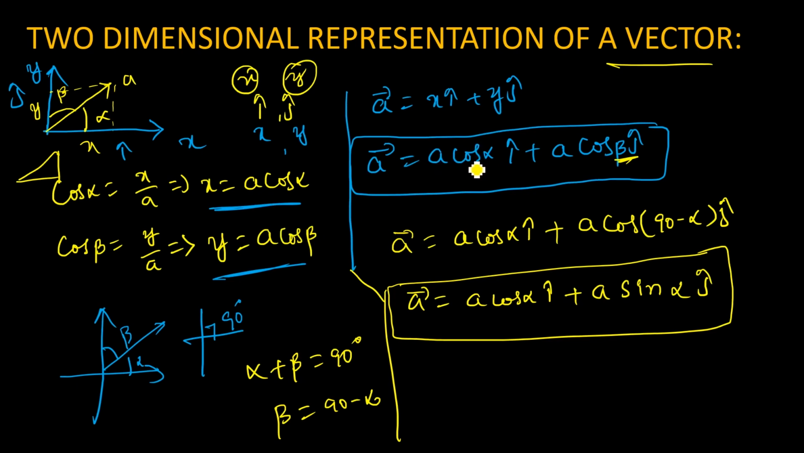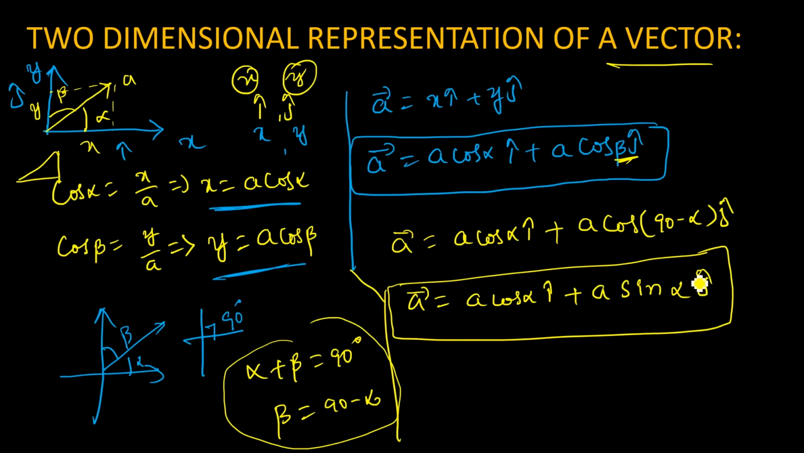Here A bar equal to A cos alpha i cap plus A cos beta j cap. Here you see alpha plus beta equal to 90 degrees, so beta equal to 90 minus alpha. You are substituting the beta value here, 90 minus alpha. So A bar equal to A cos alpha i cap plus A sin alpha j cap. Very good. So this is about resolution of a vector.